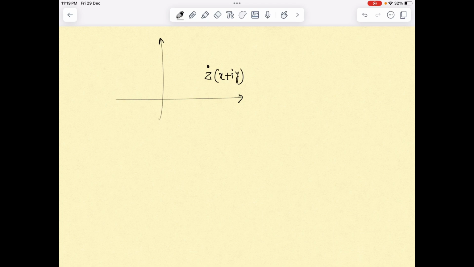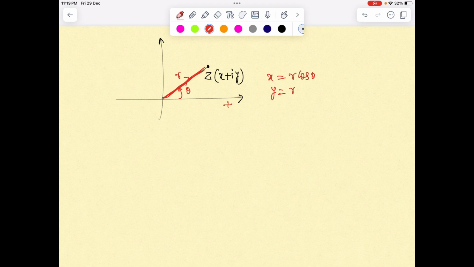be represented as a point x plus iy. And in polar format, this complex number can be represented as a distance r and the angle theta that it makes with the positive x-axis in the anti-clockwise sense. So hence x is going to be r cos theta and y is r sin theta, which makes the complex number written in the form r(cos theta plus i sin theta).